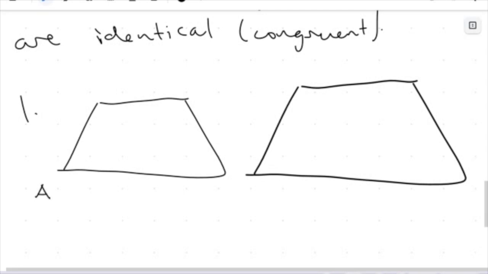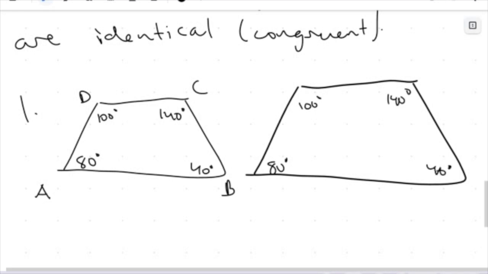One, we're going to call this trapezium A, B, C, and D. Let's do it the other way around. A, B, C, and D. And I have the exact same angles here. So if you remember from the previous series, we talked about if all the angles are equal, it's sufficient to say that two things are similar. It doesn't necessarily say they're congruent, but it says they are similar. So I've drawn out these two trapeziums, which are similar because all their angles are identical.